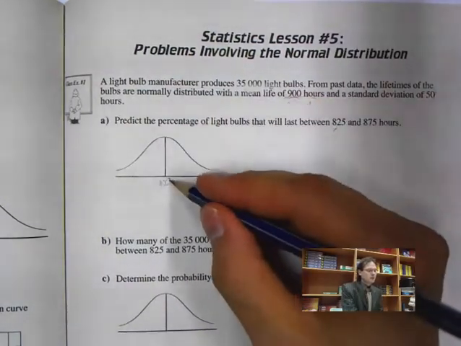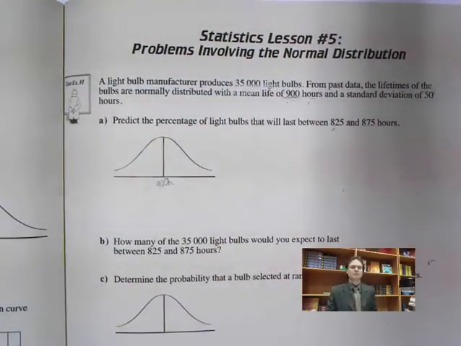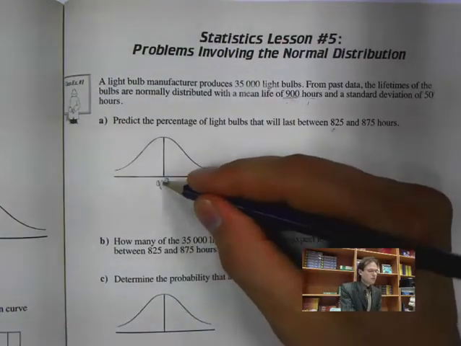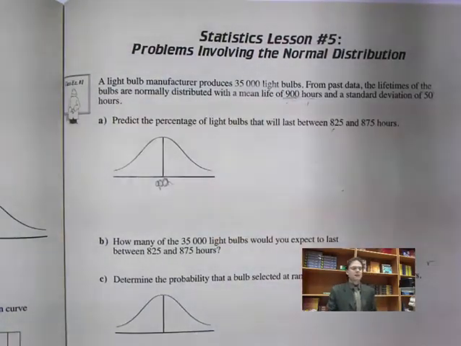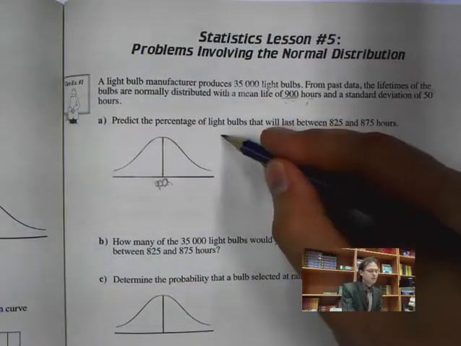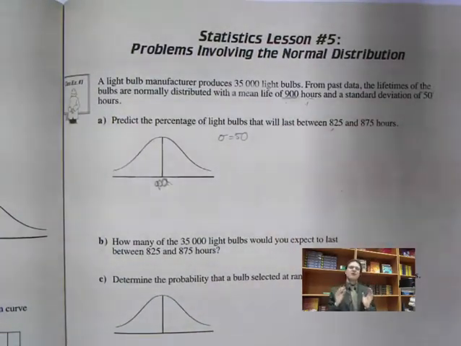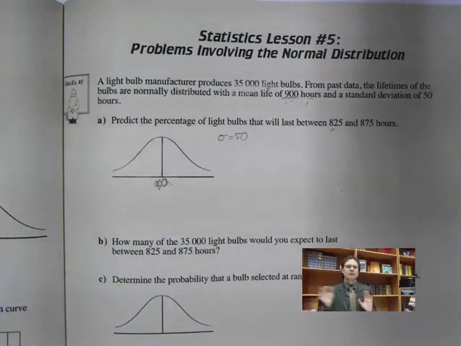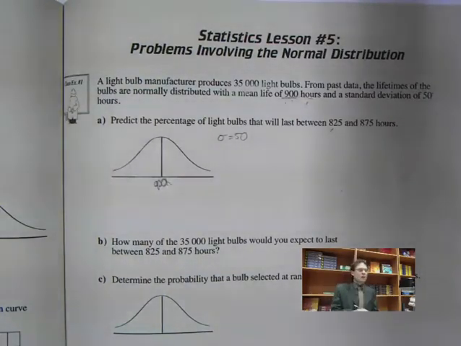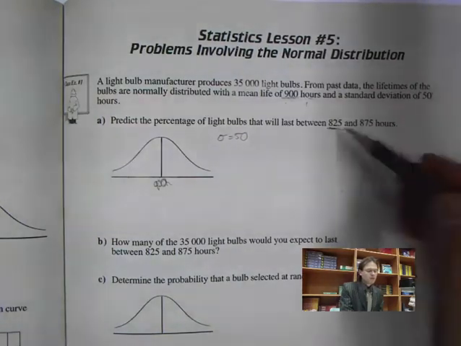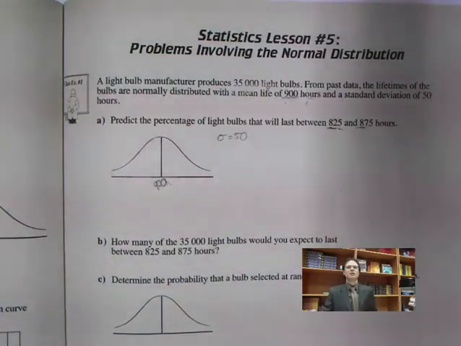That's our mean, 900. They also know that there's a standard deviation of 50 hours, so that's how far they spread away from the mean. Now it says, predict what percentage of the bulbs will be between 825 and 875.